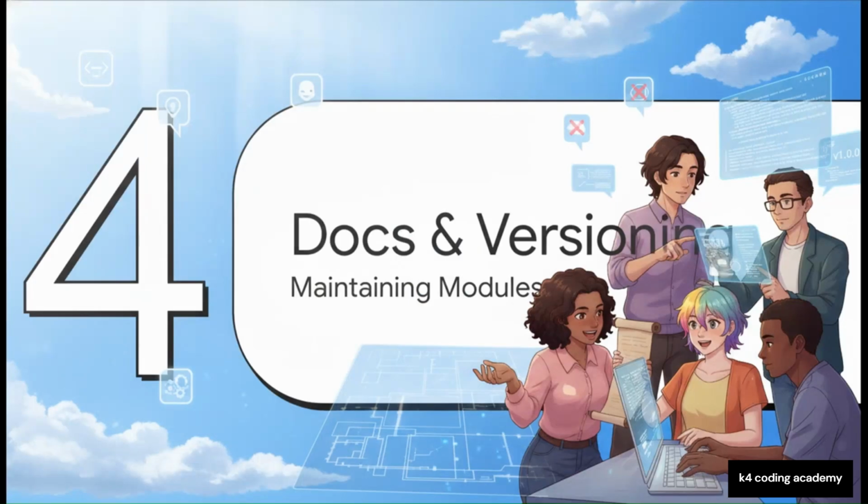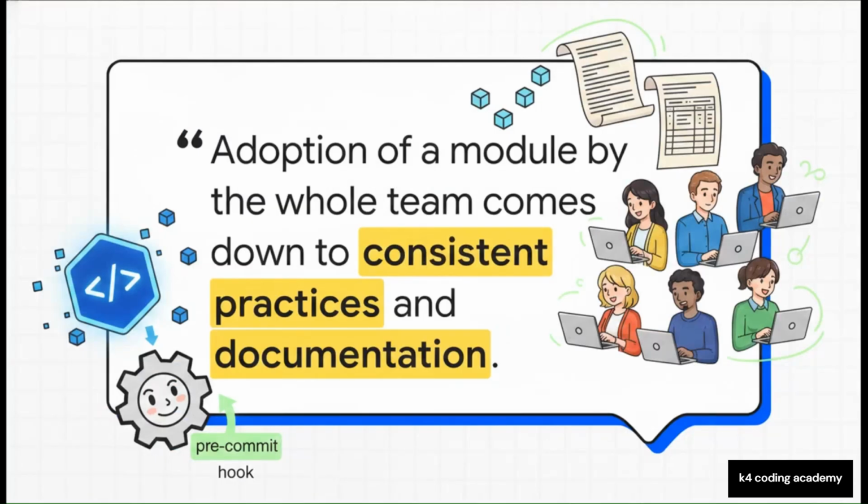Moving right along to Section 4, Documentation and Versioning. Your code is clean, it's linted, and it's tested. Now we need to ensure other teams can actually figure out how to use it. Because let's be real, the difference between a module that only its author can use and one that the whole team adopts comes down entirely to documentation. Without docs, your module is basically useless to everyone else.